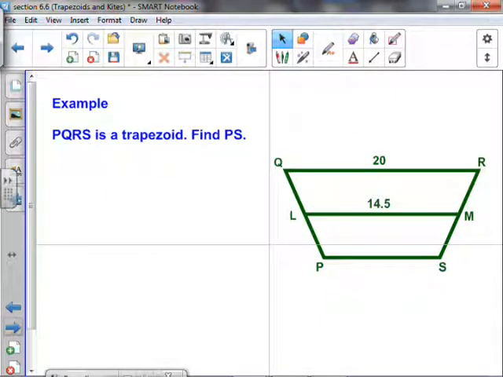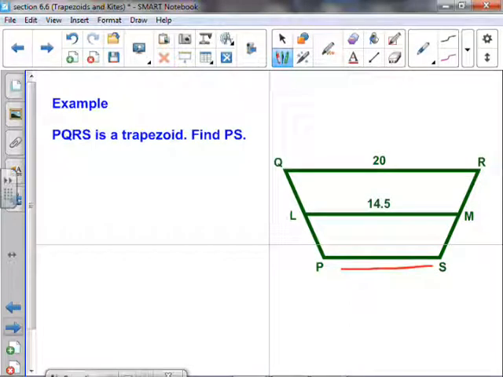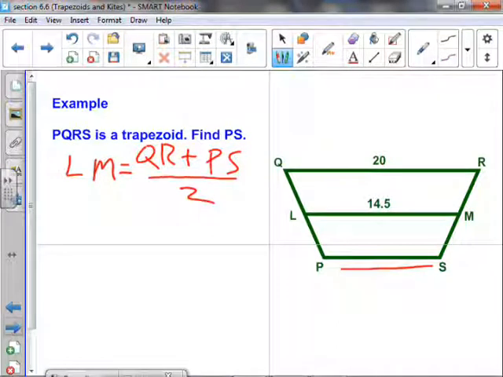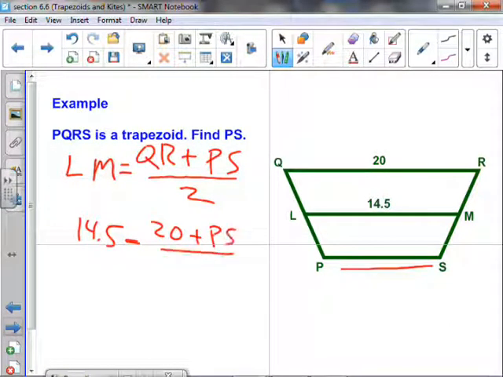Now we've got a slightly harder one, but I don't really think it's that much harder. It's asking us to find PS now, which is not the mid-segment. It is one of the bases. However, the same formula is true. The mid-segment, LM, is equal to half of the lengths of the two other segments added up. So QR plus PS divided by 2. Now we're just going to plug in, and we're going to have to solve our formula a little bit differently, but the same thing applies. LM we know, that's 14.5. QR we know, that's 20, but PS is kind of by itself over here.